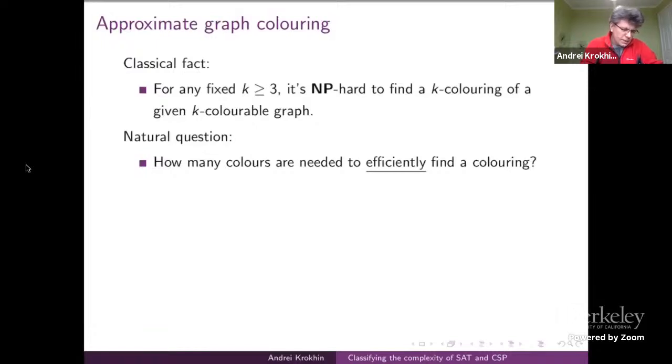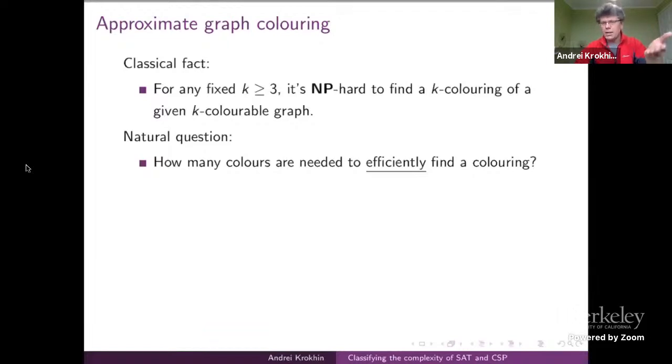So the classical fact is that if you are given a k-colorable graph, then it's NP hard to find a k-coloring for it. This follows trivially, of course. If you assume that this task is polynomial time solvable, then you just run your algorithm on whatever input graph you get, and you check the answer.